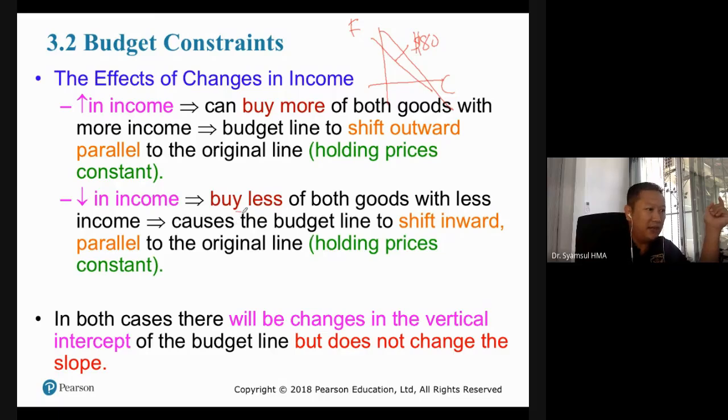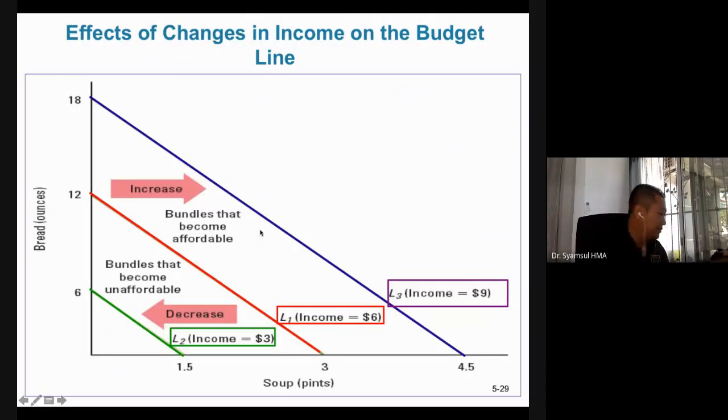Less income, you buy less of both goods and it shifts inwards. But the price is constant, no change in price, same price. So there are changes in the vertical intercept, but no change in the slope. Initially 6 and it becomes 9 and less. Since the price does not change, the price of these two things is the same, which means your slope is fixed, no change in slope.